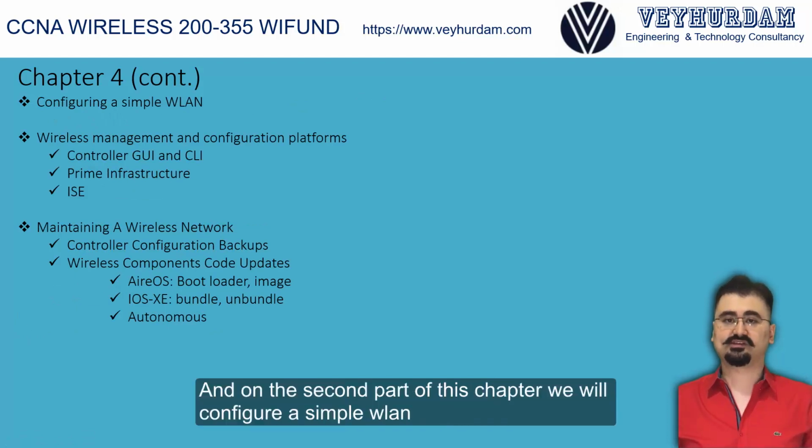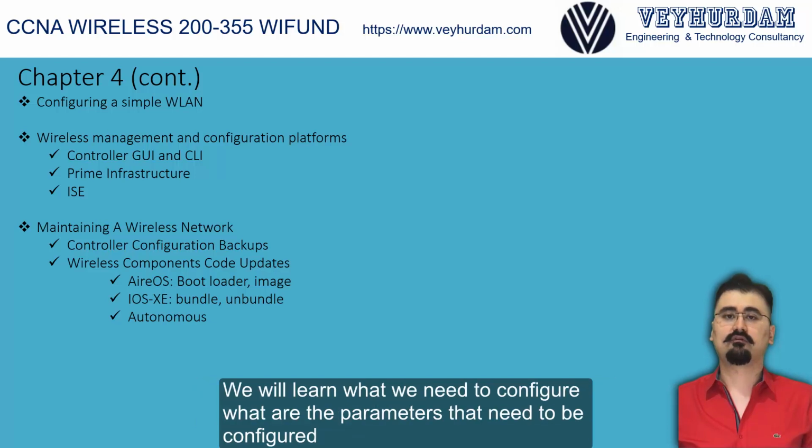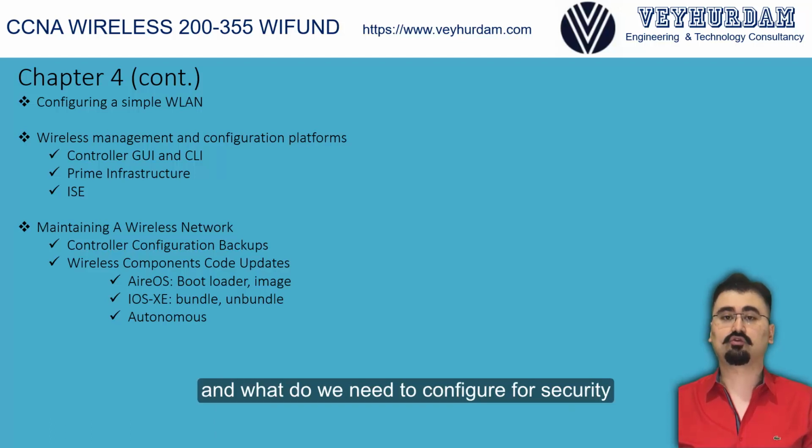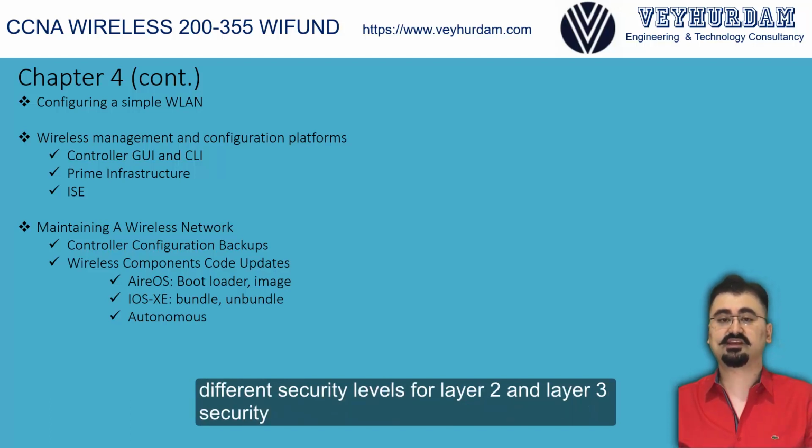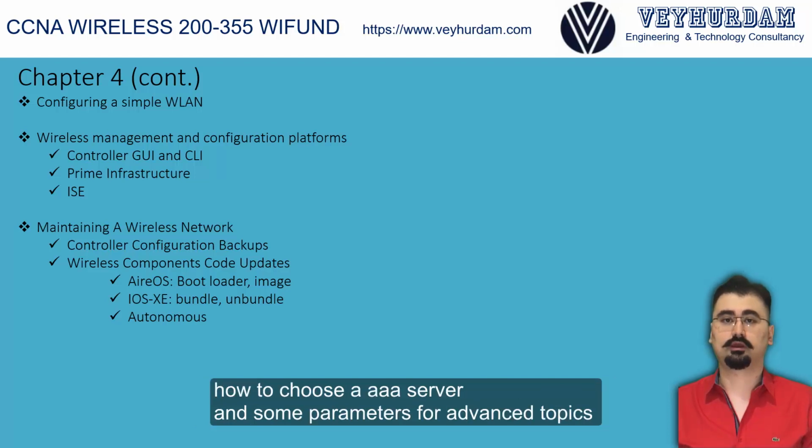And in the second part of this chapter, we will configure a simple WLAN. We will learn what we need to configure, what parameters need to be configured, and what we need to configure for security, whether we should broadcast the SSID or not, different security levels for layer 2 and layer 3 security, how to choose an AAA server, and we will also learn how to change some parameters for advanced topics.